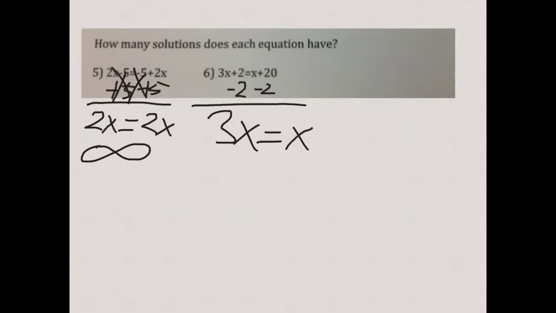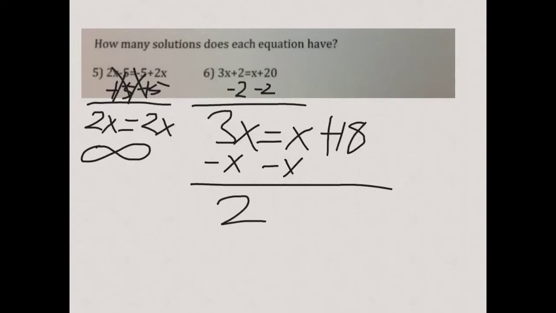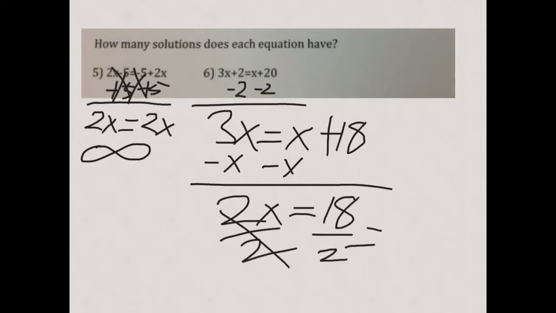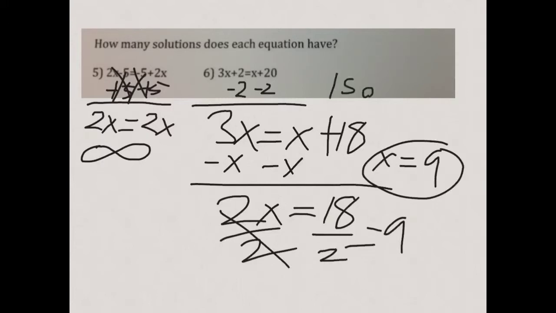Now right here, let's subtract 2 from both sides. 3x is equal to x plus 18. Now let's get rid of the x. 2x is equal to 18. Divide by 2. X equals 9. Since I found one answer, one number that works, one solution.